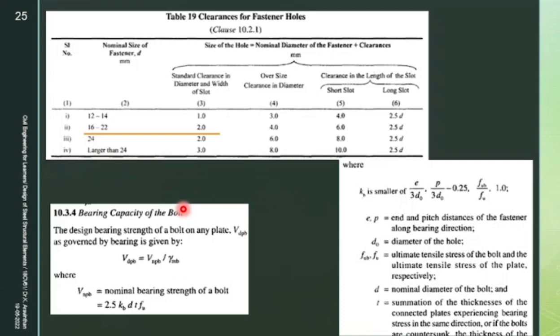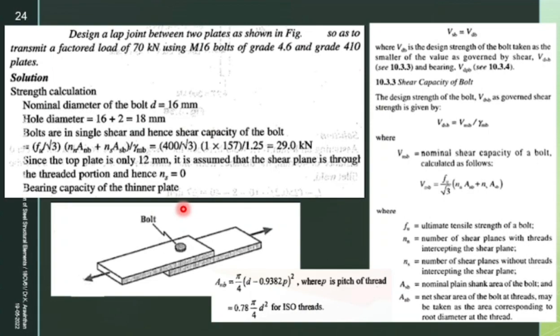Shear capacity is over. How much shear capacity can this bolt take? 29 kilonewton only it can take. If you are applying more than that force, what will happen? This bolt will break. Now what is the force which is acting here? 70. So a single bolt will be taking only 29 kilonewton. So what will happen if you provide only a single bolt? This will break. Why? Because its capacity is 29 and the force which is applied is 70 kilonewton. Okay, let this be here.